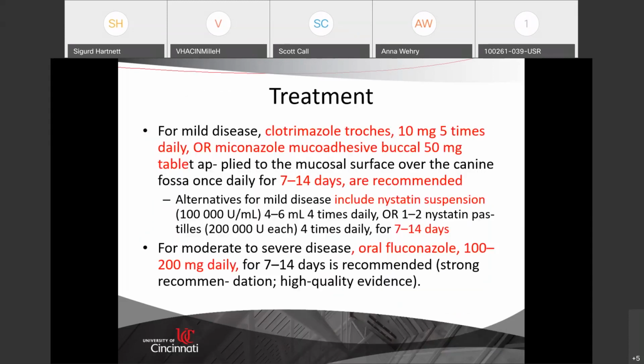Treatment: I copied these and pasted them right from the IDSA guidelines, and they basically go in for those that have mild disease and those that have moderate disease. I wanted to point out that if they have mild disease, topical antifungals are really the way to go, whether it's clotrimazole or miconazole or nystatin. Something topical is really the best way to go for mild disease. If you're worried that they have moderate to severe disease, you can give a dose of oral fluconazole for 7 to 10 days.